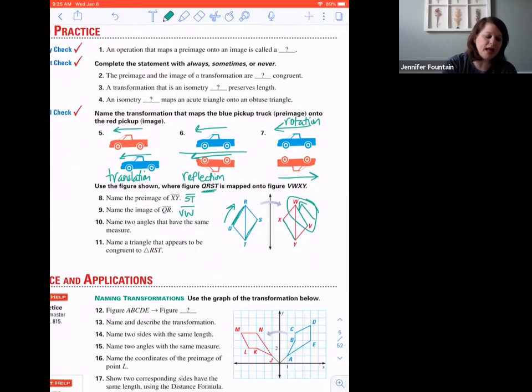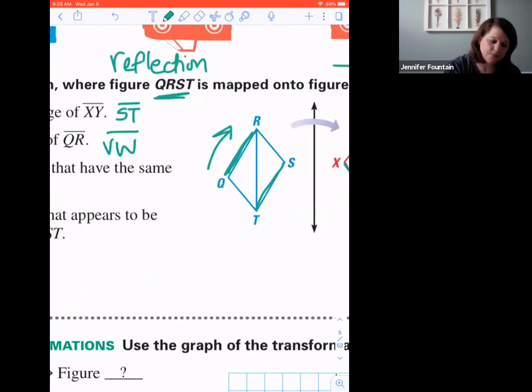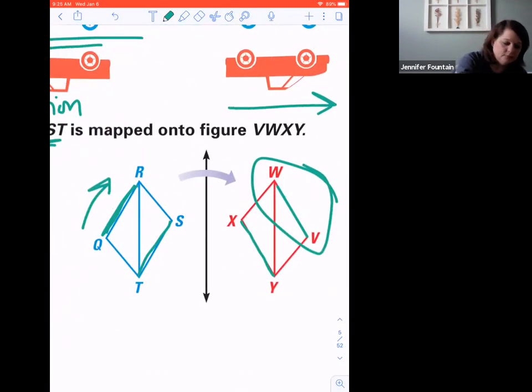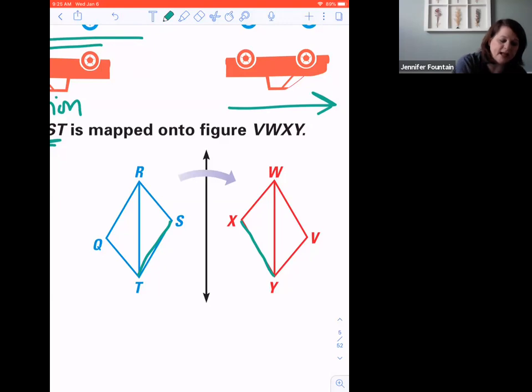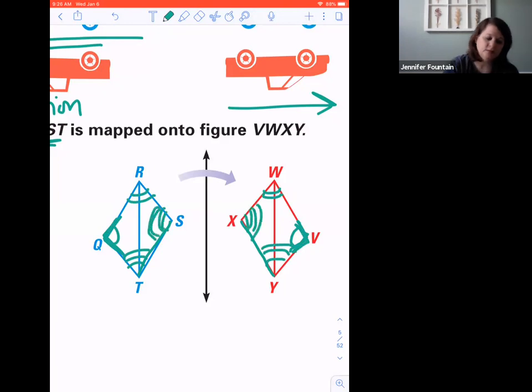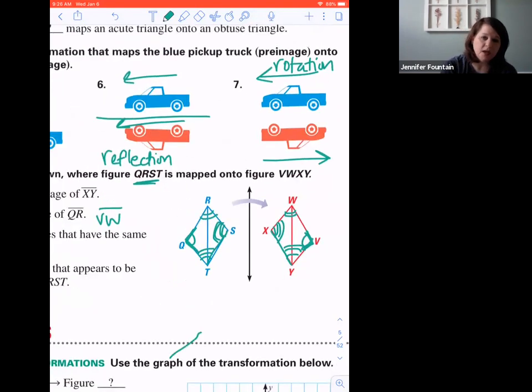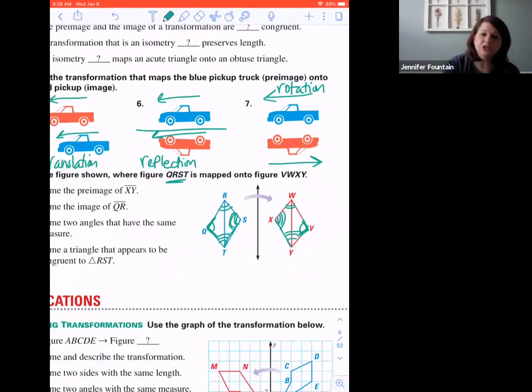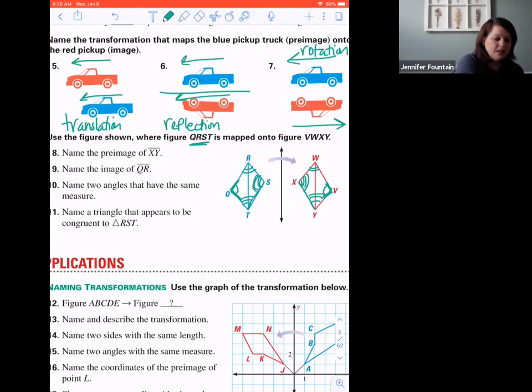All right, number 10 says name 2 angles that have the same measure. So if we look at 2 angles that have the same measure, obviously there's 4 angles here. So I could say angle Q corresponds with angle V. So those correspond. R and W, T and Y, and S and X. Okay, so I can kind of see which ones correspond. And it's totally okay if you need to draw your images and mark them up and write on them to make sure you get everything in the right order.